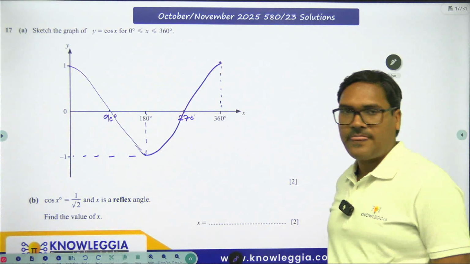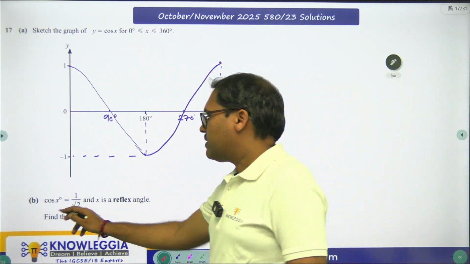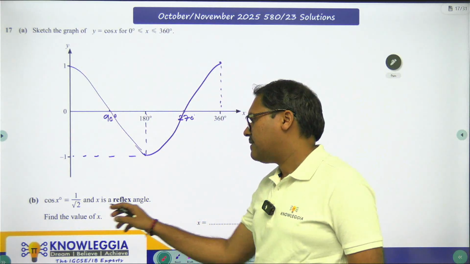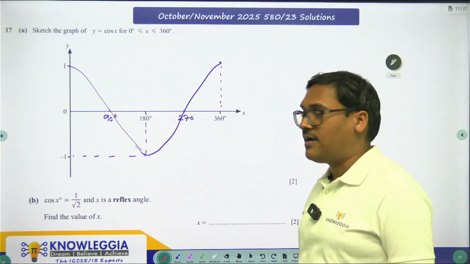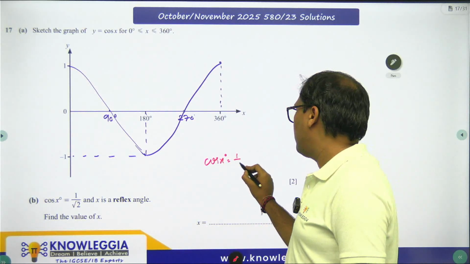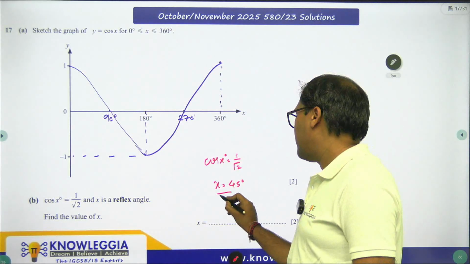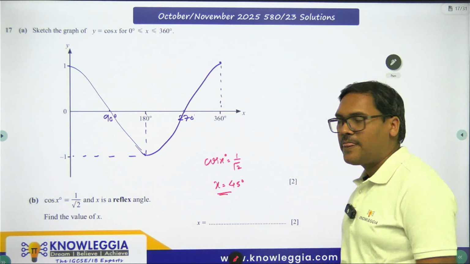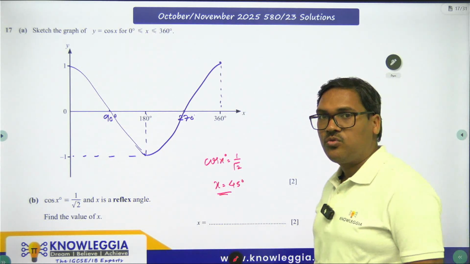Now the next question. This is an important question here. Cos x is equal to 1 by root 2. x is a reflex angle, find the value of x. Now if you know the exact trigonometric values, we know if cos x is equal to 1 by root 2, one value is 45 degree, because cos 45 degree is 1 by root 2. But they are not asking you this value, because you have to write the reflex angle. So what is the other value?